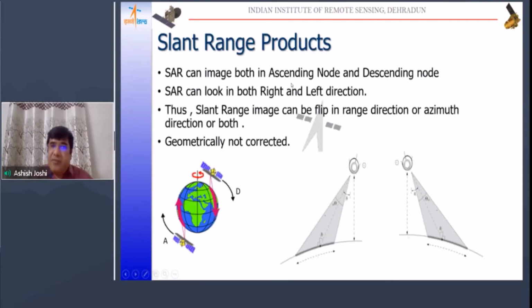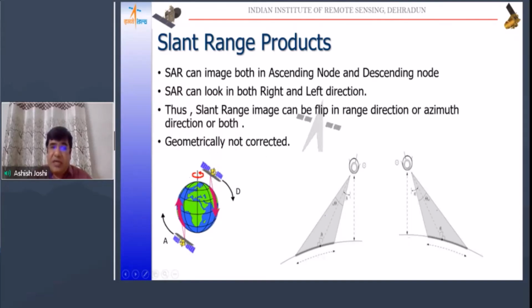SAR can image in both ascending node and descending node. SAR can look in both directions, the right direction and the left direction, so it has two looks. Due to this imaging geometry, because SAR can image in both ascending and descending node, and in both right look and left look, the slant range image can be flipped in the range direction, the azimuth direction, or both. So these slant range products are geometrically not corrected.